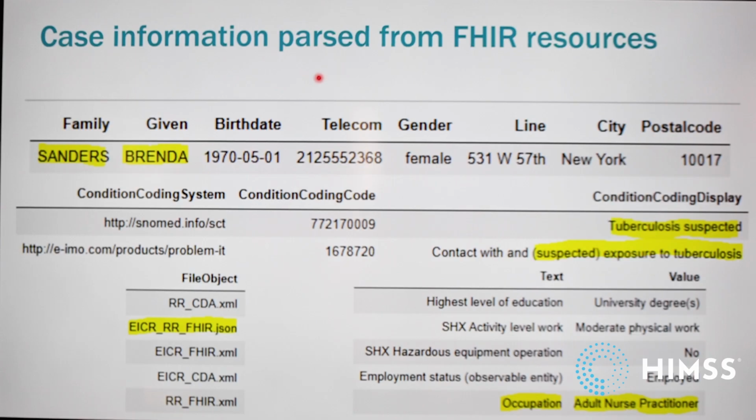This is what the FHIR resources look like when they're parsed by our system. You can see Brenda Sanders and her suspected tuberculosis and her suspected exposure to tuberculosis. You can also see that her occupation is an adult nurse practitioner. And you can see that the files that we received were the electronic case report and reportability response in FHIR via the JSON format.